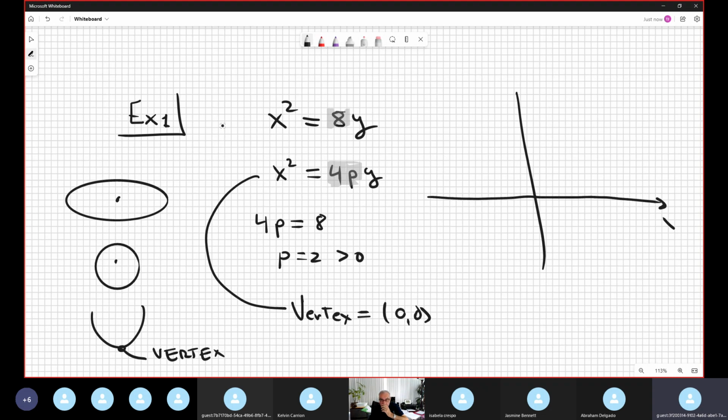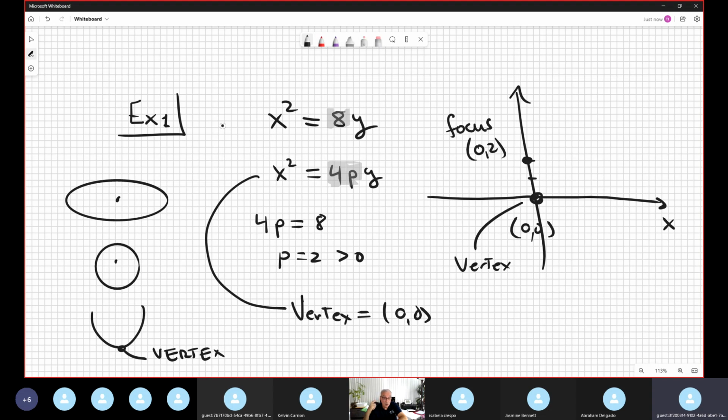I also know that my parabola has its vertex at 0, 0. It opens up. I don't know exactly what shape, but I take 2 as the p value, so it's 1, 2. This point is the point 0, 2, which is the focus.